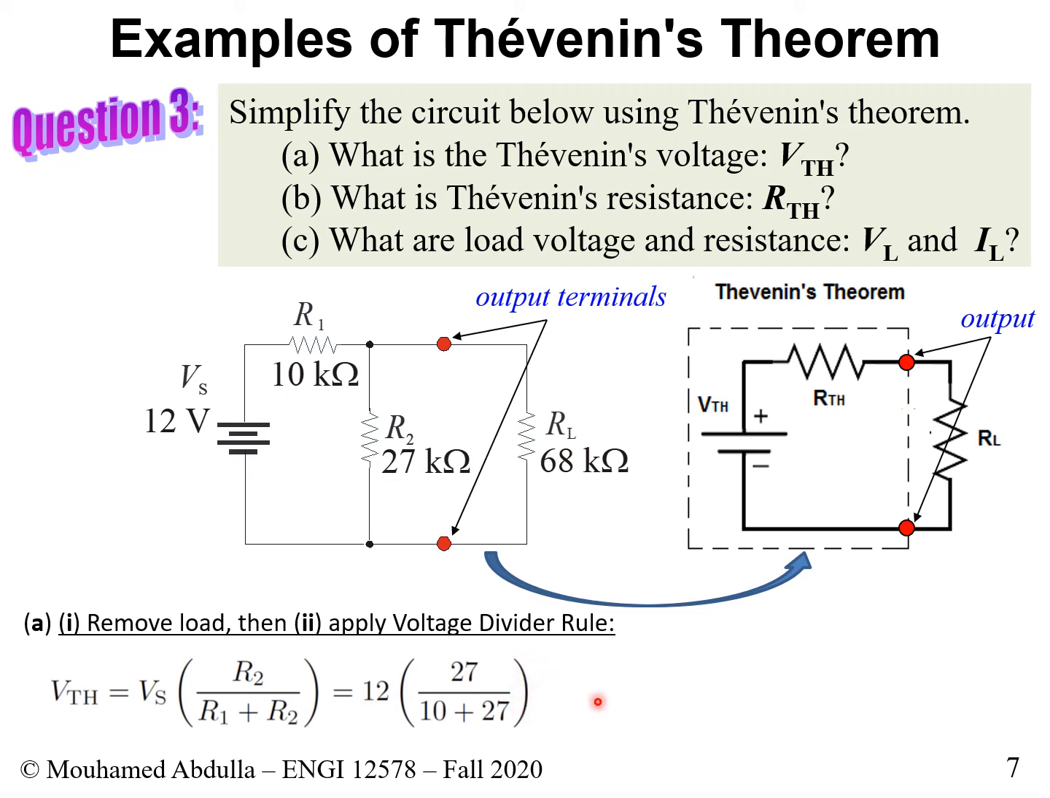And then we multiply by 12. So let's see what we get. We eventually get a VTH of 8.67 volts. So we got A. This part is officially completed. Let's move on to B.